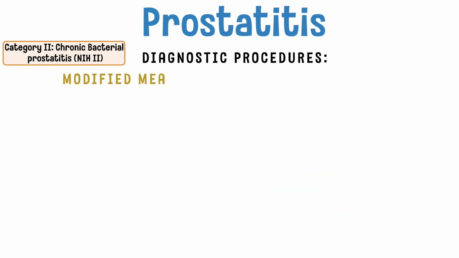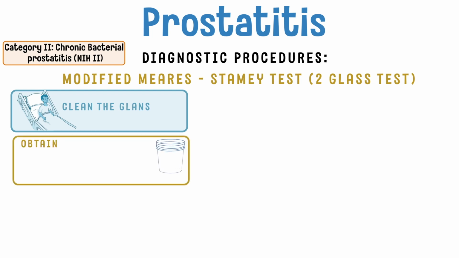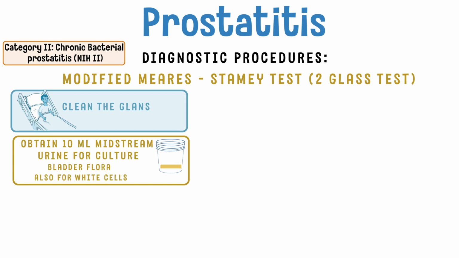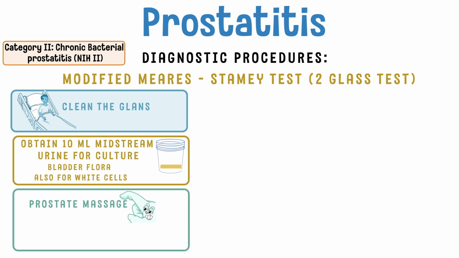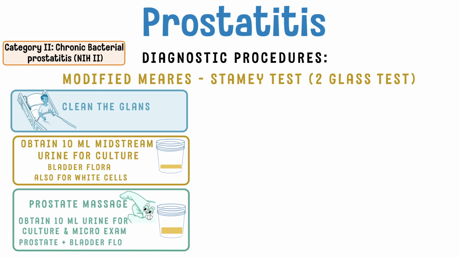A modified Meares-Stamey test, the two-glass test, is considered more convenient and practical. So what do you need to do? After cleansing the glans, obtain 10 ml of midstream urine for culture. That represents bladder flora. This should also be examined for white cells. Next, perform prostate massage and obtain 10 ml of urine for culture and microscopic exam. And that represents prostate and bladder flora.